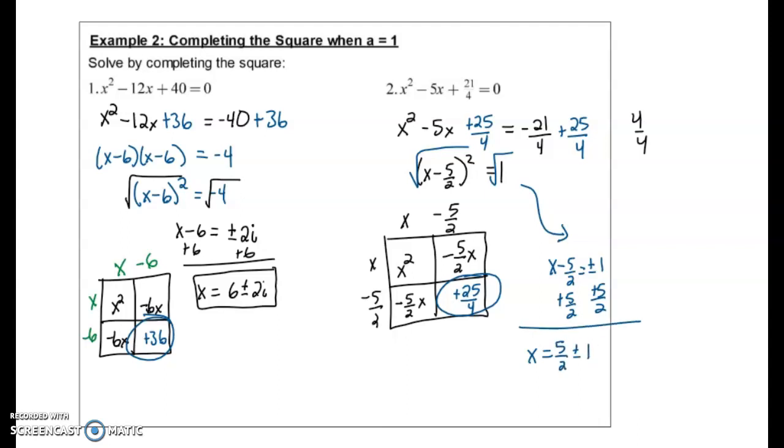Okay, so now we can write that as 5/2 plus 1, which is 7/2 or 3.5. And we can write it as 5/2 minus 1, which is 3/2 or 1.5. So I'm just going to leave them as fractions, but you could do 3.5 and 1.5, and those would be our two solutions for this equation.